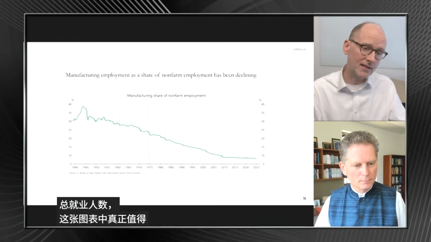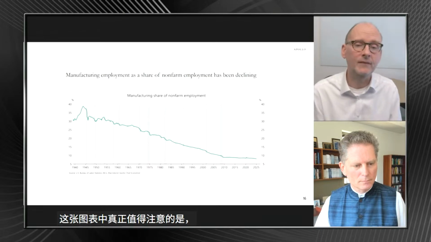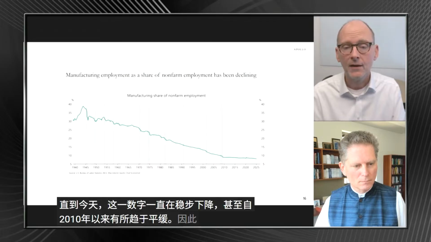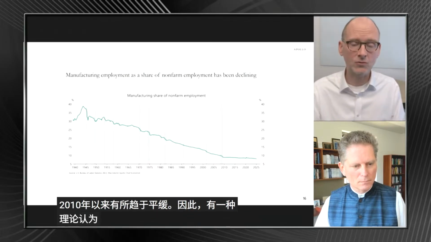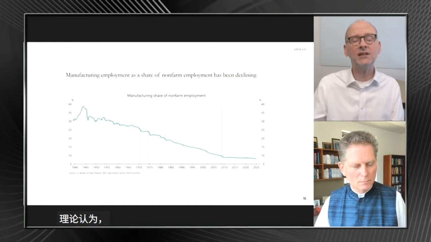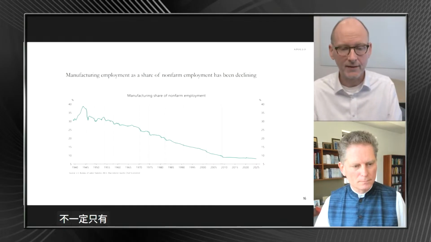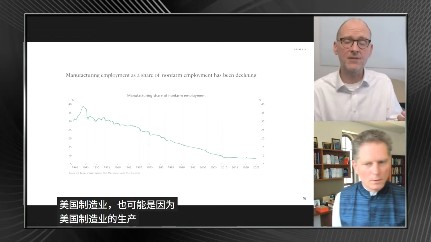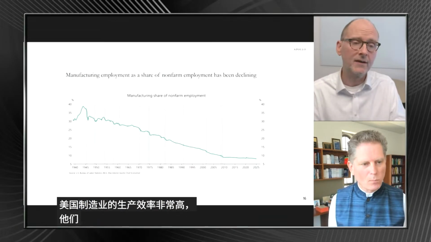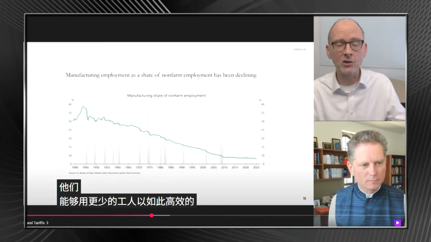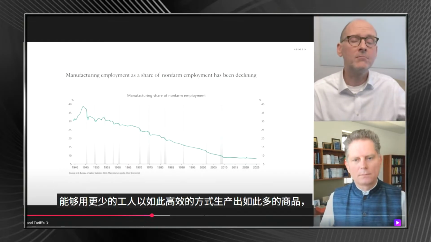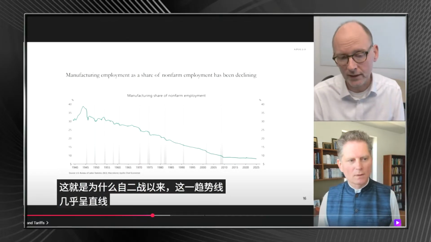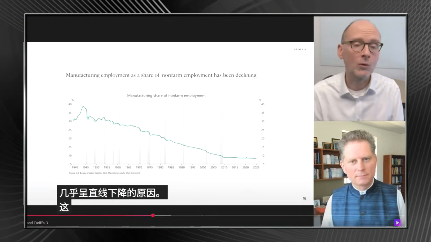What's really noteworthy in this chart is that this has been on a very steady decline until basically today, with even some flattening out since 2010. So there is an alternative theory out there that says it is not necessarily only China that has replaced US manufacturing. It could also be that US manufacturing simply has been so extremely productive that they have managed to produce so many goods in such an efficient way with much fewer workers. And that's why this trend line has been going almost down in a straight line since World War II.